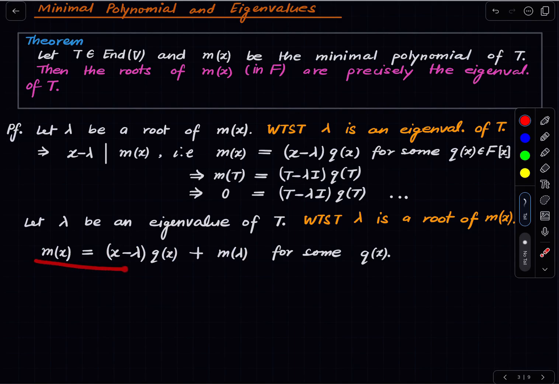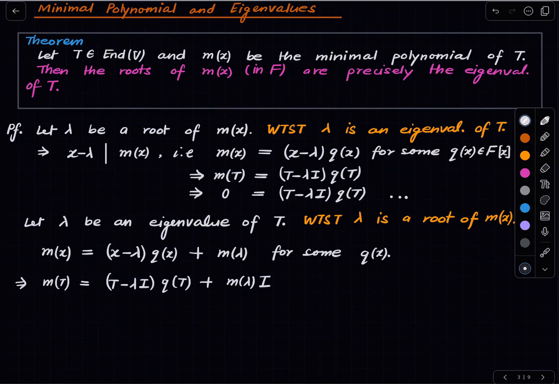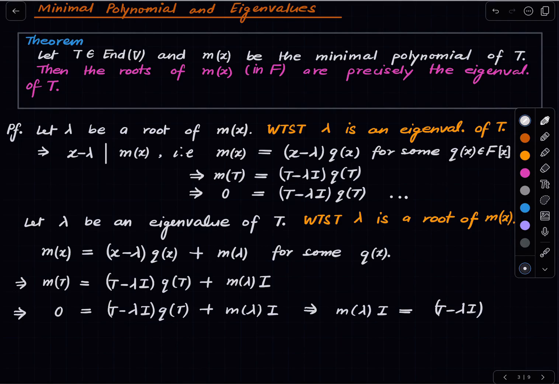Okay, so we have this, and now substitute, in place of x, t on both sides. So this implies m(t) equals (t minus lambda I) q(t) plus m(lambda) times the identity. But m(t) is 0. Which implies m(lambda) I equals (t minus lambda I) q(t), up to a sign.